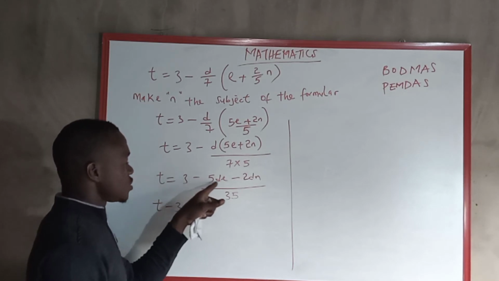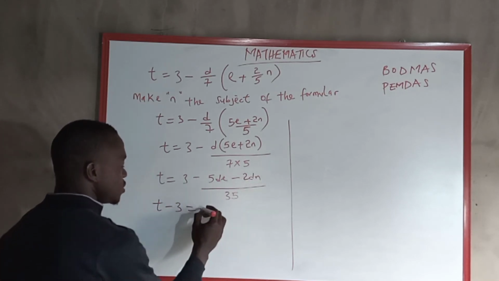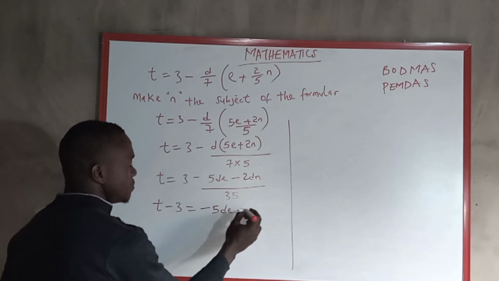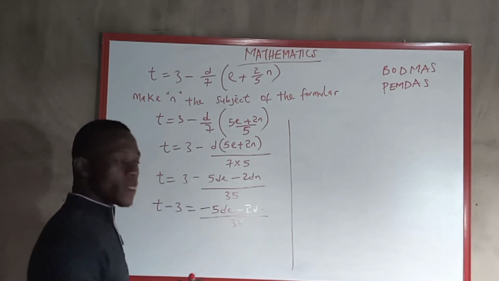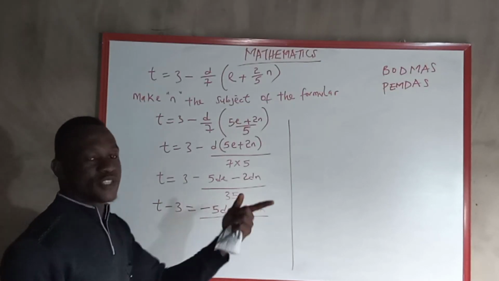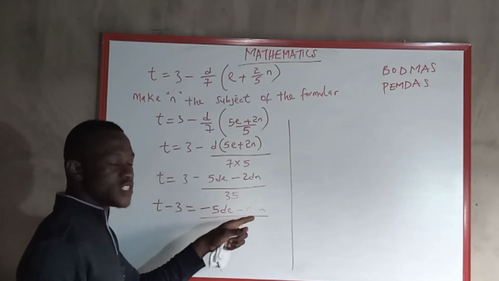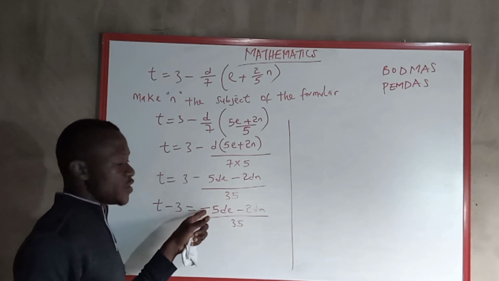We're left with minus this, minus that. So we're left with minus 5de minus 2dn over 35. So I'm saying minus 5de. I can easily change it to plus 5de. That means I have to change the sign of this first one.